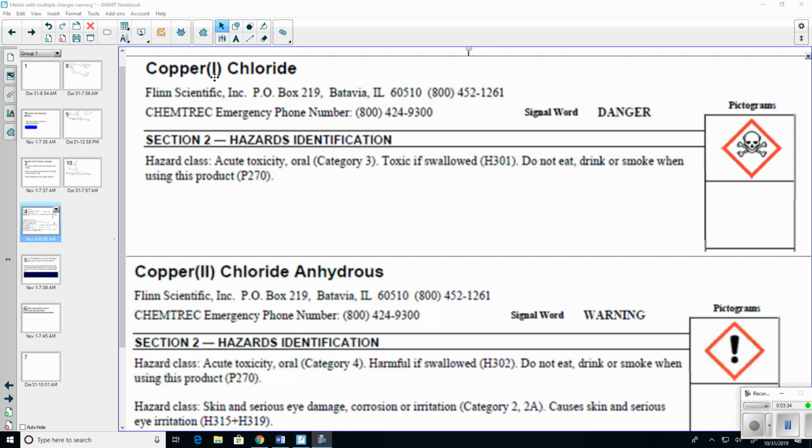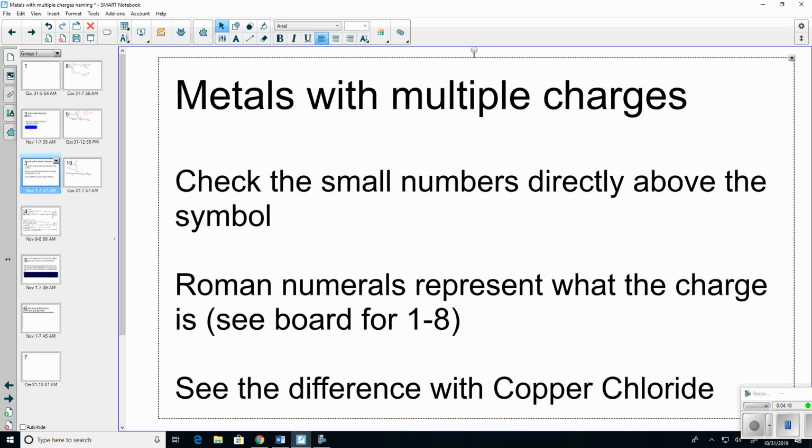Notice how these are written. Copper, Roman numeral 1 chloride. Copper, Roman numeral 2 chloride. If you look at your periodic table, for copper, which is element 29, you see 2 little numbers directly above the Cu. You see a 1 and you see a 2. That means copper can exist as a +1 charge, or copper can exist as a +2 charge. The tricky part about this is we need to be able to express which one we are working with. Because if we can't, you don't know if you're dealing with something that's toxic or something that's just harmful. Which is why we need to use Roman numerals to represent the charges of some of these metals.